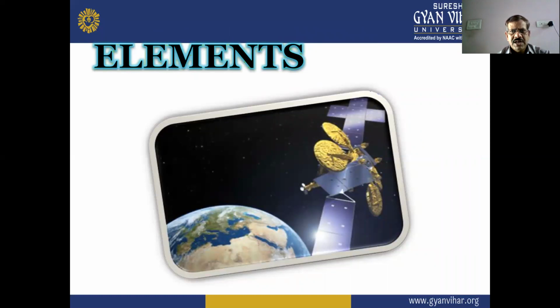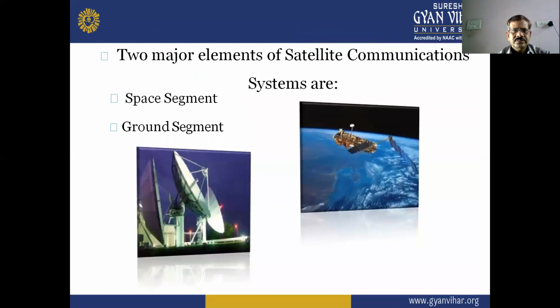So, elements of satellites. Two major elements of satellite communication systems are, first, the space segment and second, the ground segment. These two segments are represented in the picture.